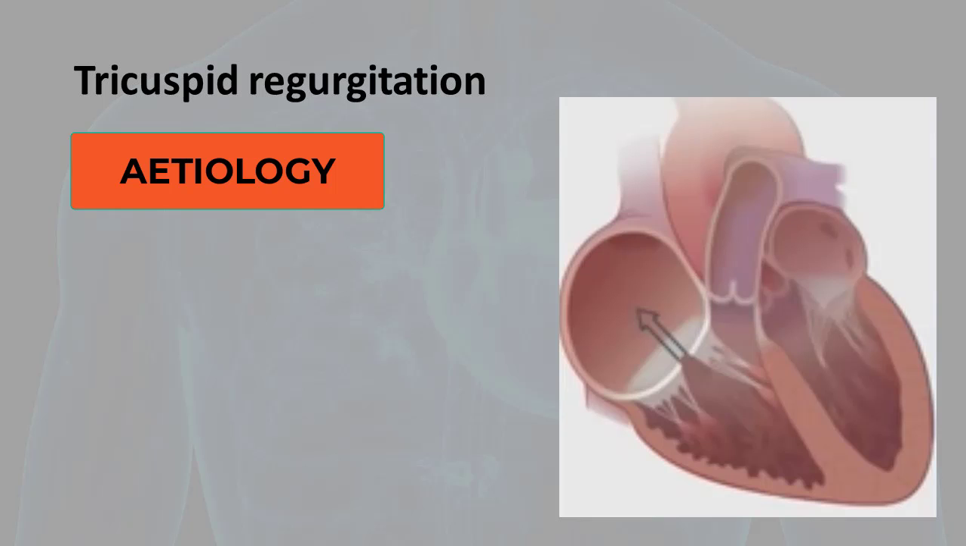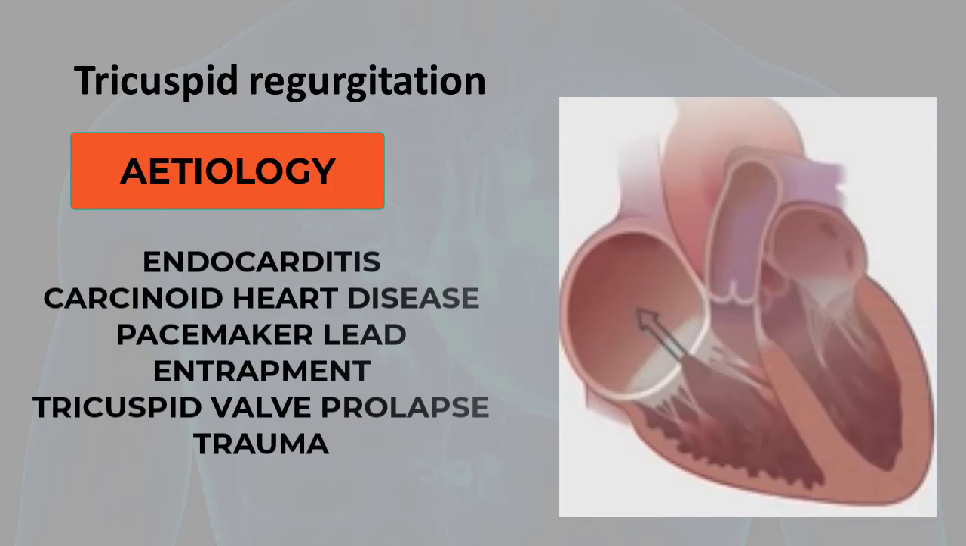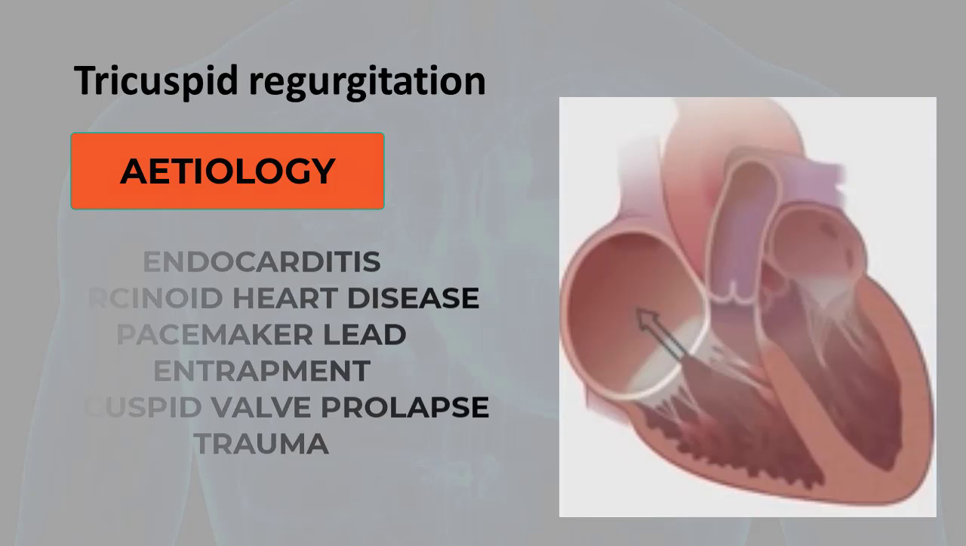Primary tricuspid regurgitation can be due to congenital abnormal valve morphology, but the clinically most important form is secondary to left-sided cardiac diseases that induce pulmonary hypertension and secondary right ventricular dilatation, leading to tricuspid annular dilation. Other causes of tricuspid regurgitation are endocarditis, carcinoid heart disease, pacemaker lead entrapment, and tricuspid valve prolapse or following trauma.